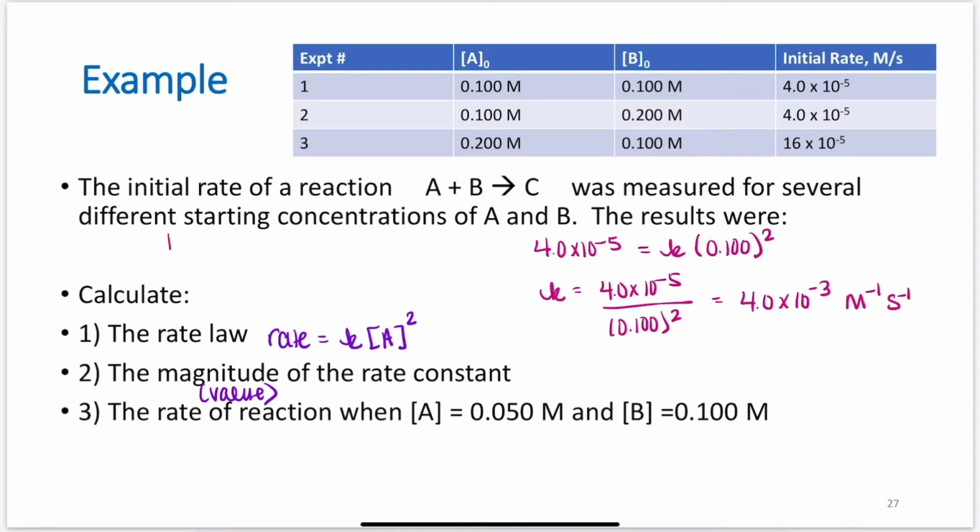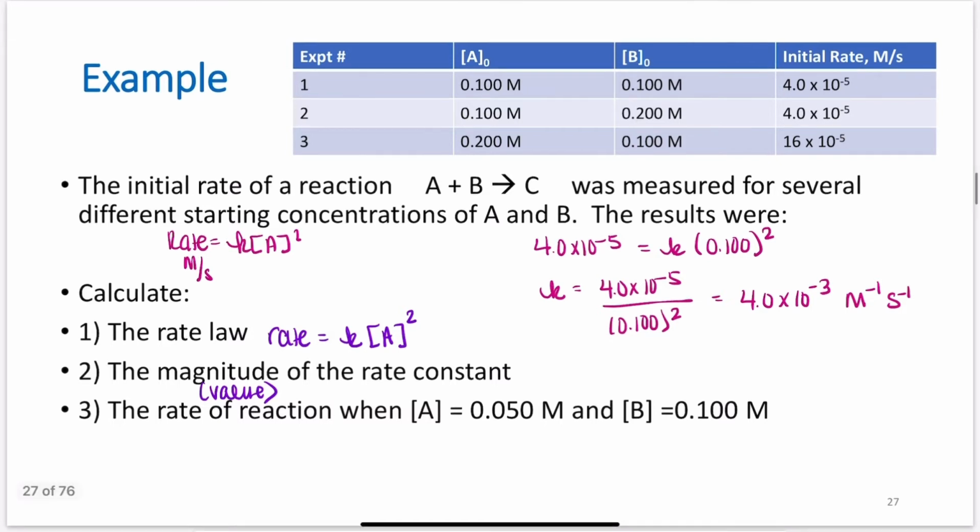Why do I know my units? Because I know rate is equal to k times the concentration of A, quantity squared. Rate needs molar per second. The k belongs in here. Molarity of A squared is molarity squared. So to get to units of molar per second, I must have 1 over molar seconds, or molar to the minus 1, seconds to the minus 1. So the magnitude of my rate constant is 4.0 times 10 to the minus 3, molar to the minus 1, second to the minus 1.